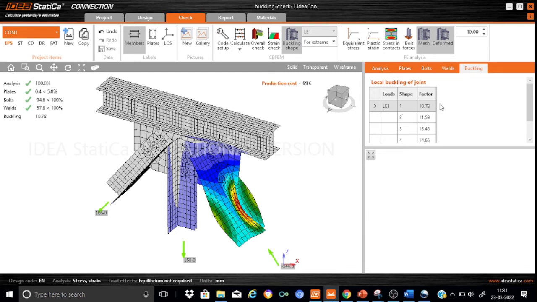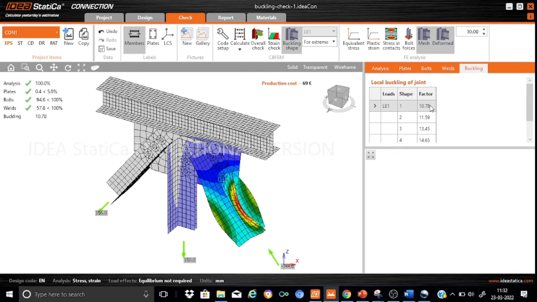Here we find that the critical load multiplier is 10.78, and as expected, this is a double angle member. So we find that the buckling of the joint is initiated from the buckling of the primary member, not from the connected plate, because we know that this essentially consists of single angle members connected together. So the buckling, as it shows, is affected by the primary member, and we have a multiplier of 10.78.